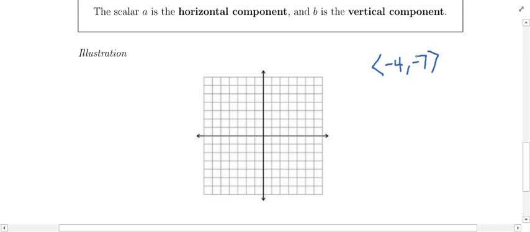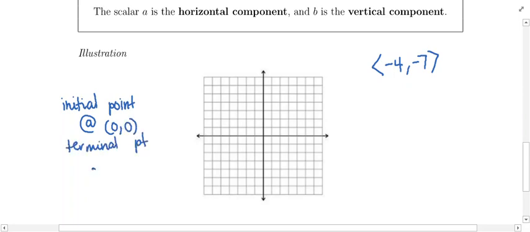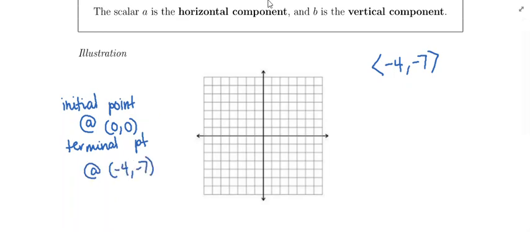Okay, so remember what that means here. The initial point is at the origin, and its terminal point is at the point -4, -7. So let's go ahead and just draw this out.